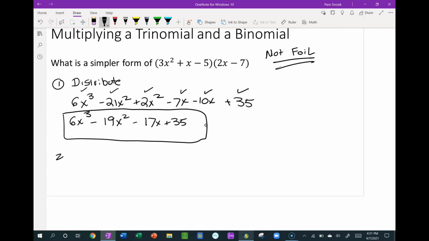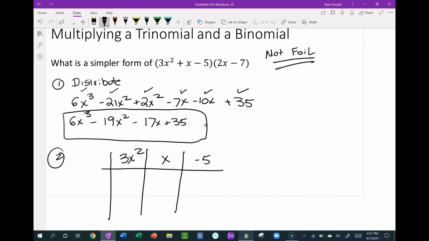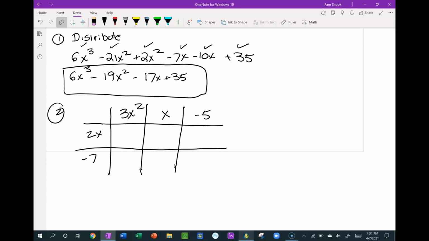Now let's use the box. So I'm going to do 3x squared, x and negative 5. And then over here, I have a 2x and a negative 7. So you see, I have 6 spots to fill. And this box works just like it did when I was doing 2 binomials. I just had to add on a column because I have a trinomial in here. But no worries, it works.